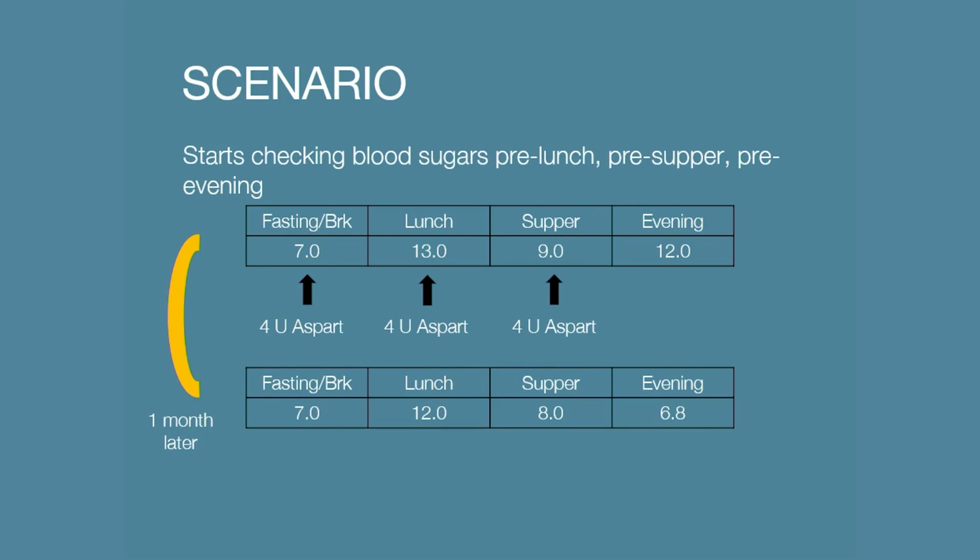1 month later, she comes back, and her average bedtime blood sugar is actually quite good, but the lunch and supper time are still high. So because the lunch is high, we need to increase the insulin at breakfast. And because the supper time is high, we need to increase the insulin at lunch. But the evening blood sugar is quite good, and so she stays on the 4 units of aspart. This is how we adjust and titrate insulin based on capillary blood sugar values.